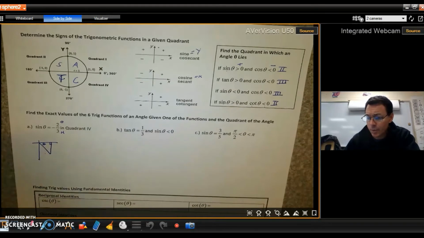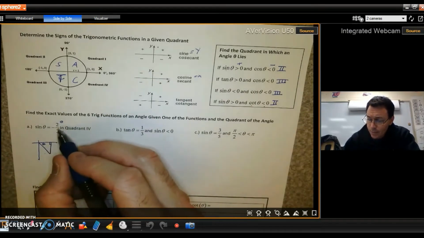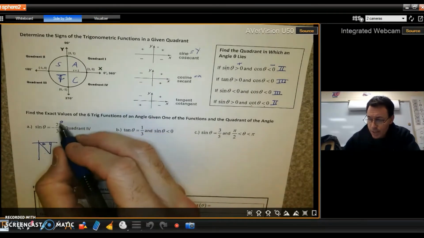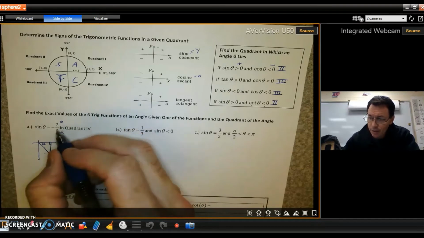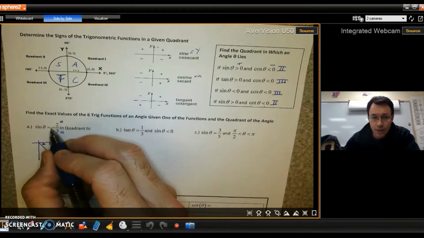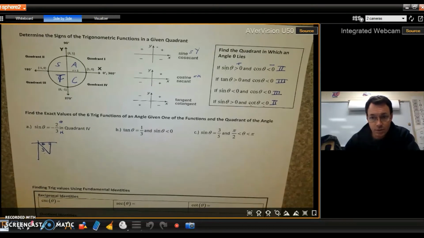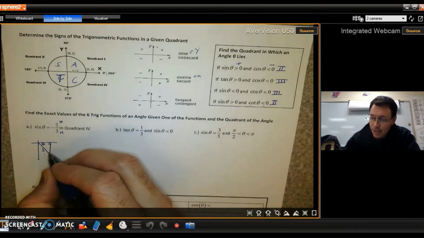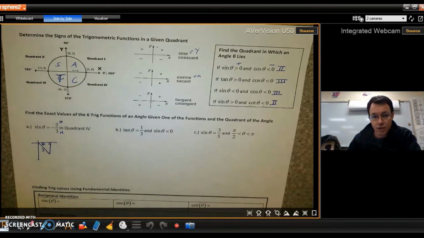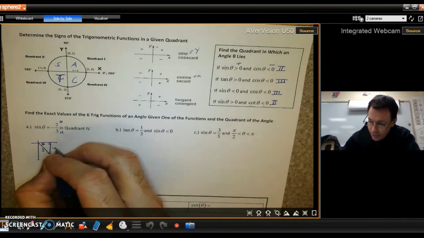And now I'm going to label what I know. Sine is negative 2/3, so that's the opposite, and that's the hypotenuse. Now, that negative needs to go somewhere. Your hypotenuse can never be negative. That's like the radius of a circle. This opposite side, since we're going down, that should be negative. So that's where the negative goes.